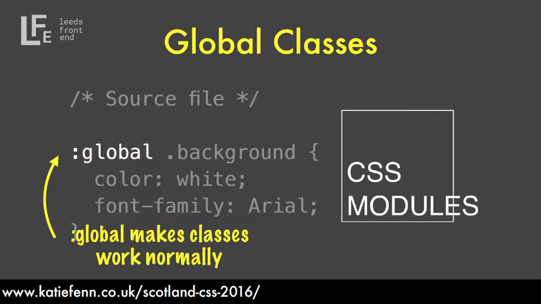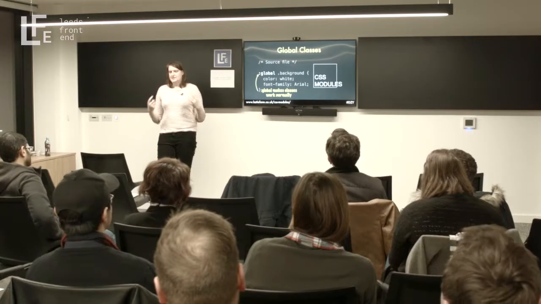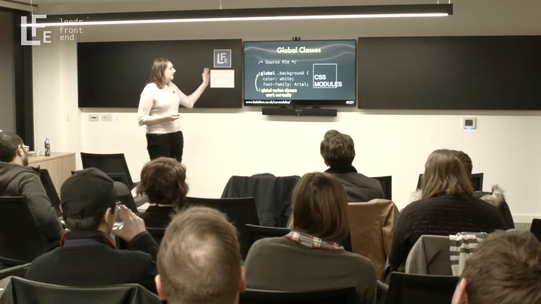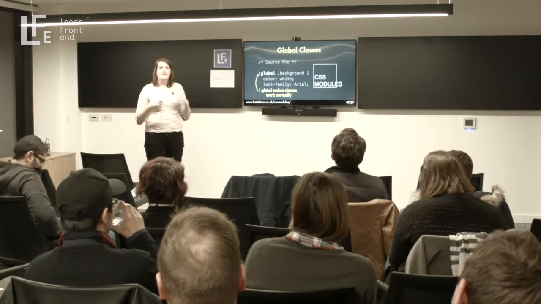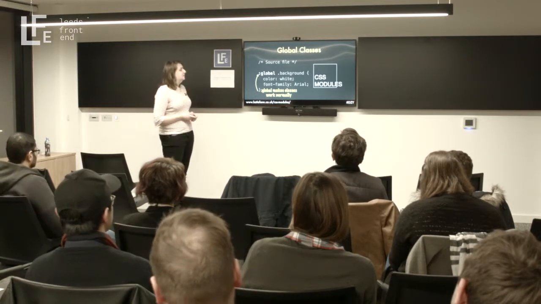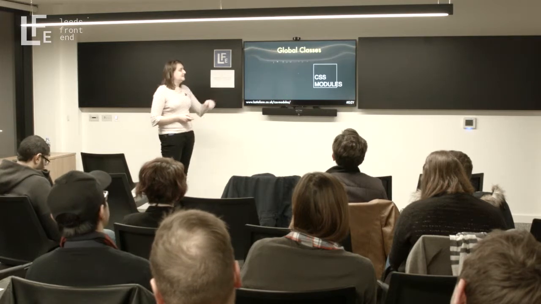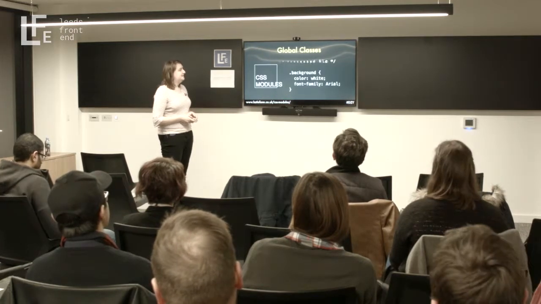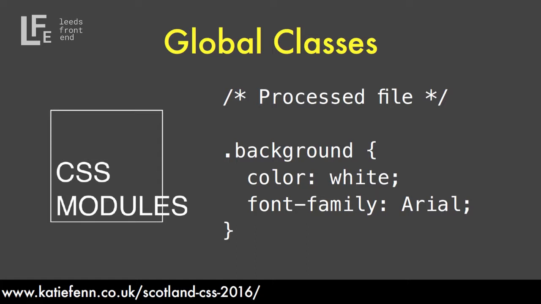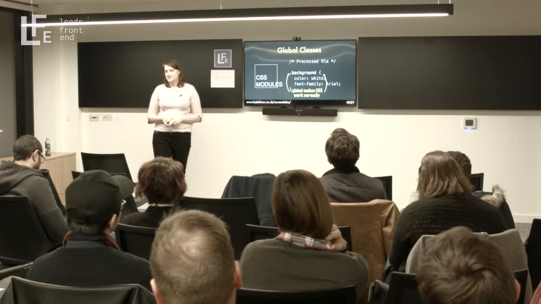Sometimes you want to write global style. Sometimes you want to set properties such as setting the global font, setting colors on text, and font size and things like that. And to do this, you can just use the global keyword, and that makes your CSS behave just like normal. When it's processed by the CSS Modules plugin, the same thing gets spat out the other side, it just ignores it. That means that you can write normal global CSS if you want to.